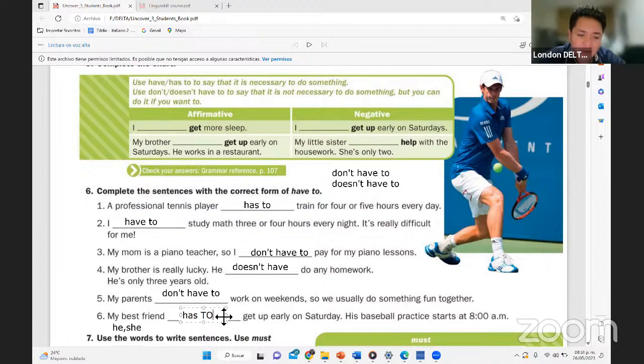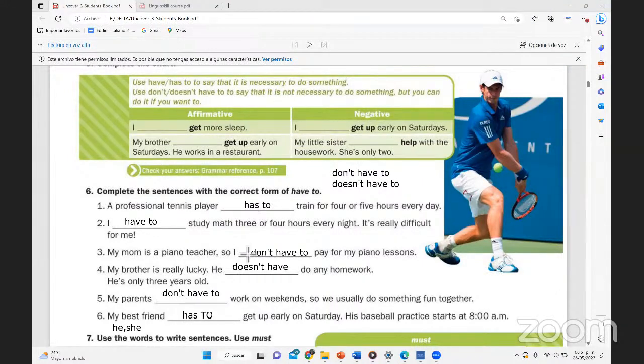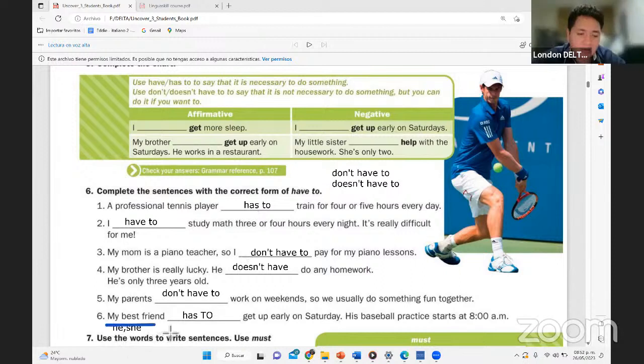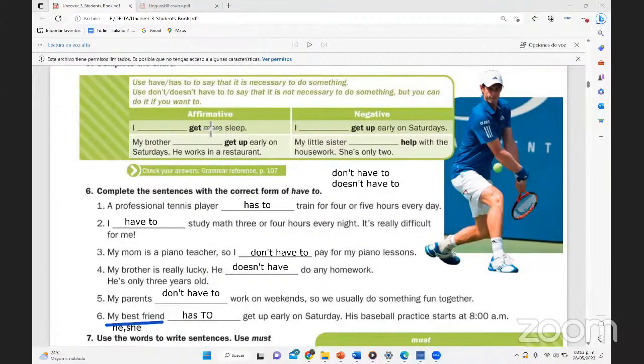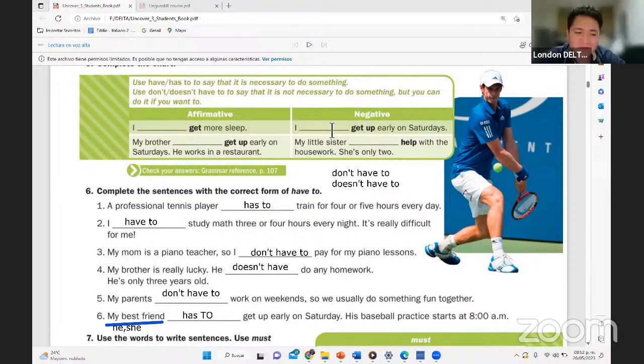Entonces no olvidemos el to, ¿vale? Con have. So has to, in this case, remember that he, she, and it use has and the rest have. Do you have any questions so far? ¿Tiene alguna duda de cómo utilizar have to? Okay. Well, teacher, perdón. ¿Por qué fue has en ese caso? Porque es mi mejor amigo. Ah, ya. Es pronombre he, she, it. Yes, yes. Thank you. Very well.